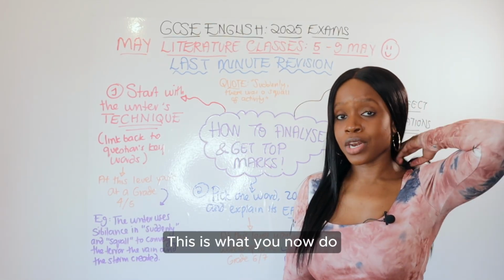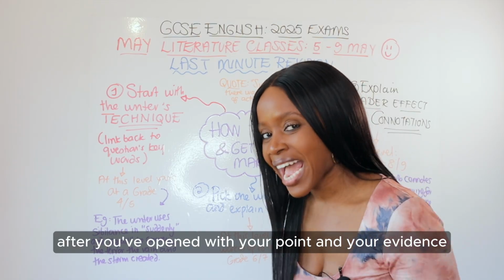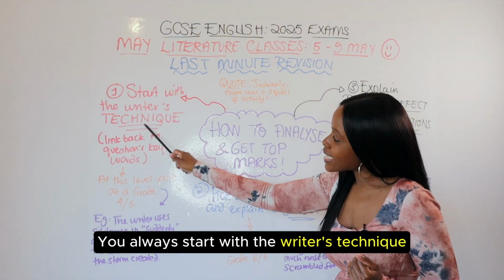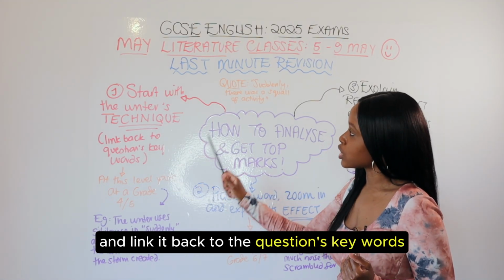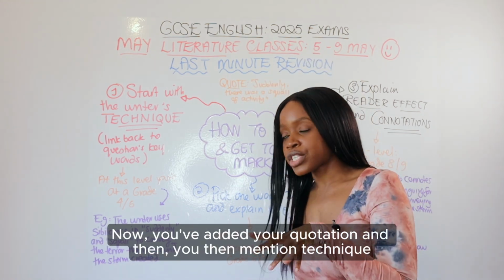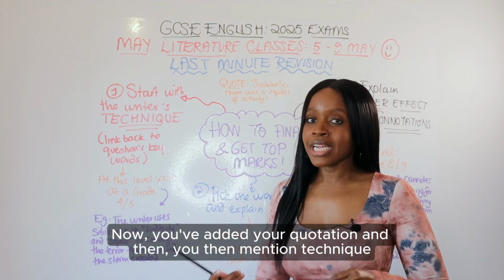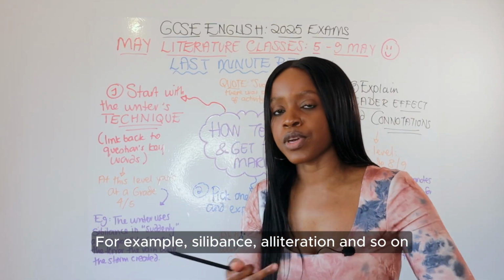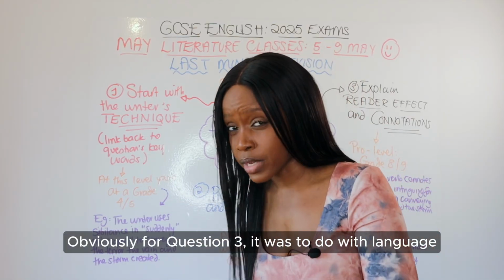Step number 1, this is what you now do after you've opened with your point and your evidence. You always start with the writer's technique and link it back to the question's keywords. Of course, the question's keywords are the rain and the storm. Now you've added your quotation, and then you mention technique, either a language technique, for example sibilance, alliteration, and so on. Obviously for question 3, it was to do with language.